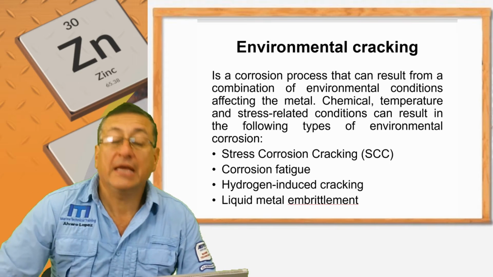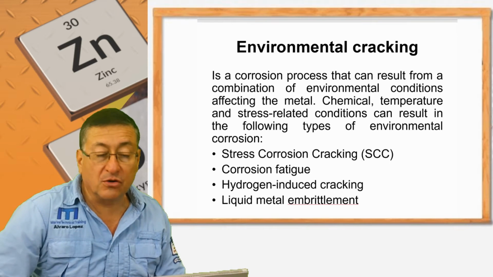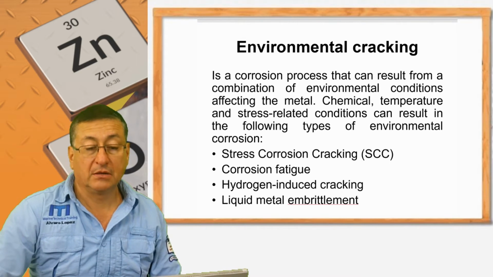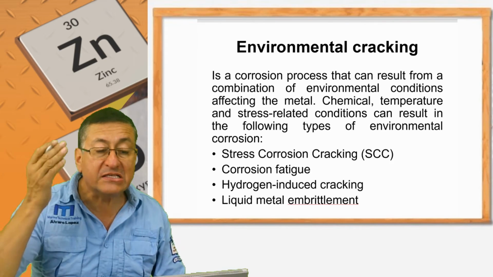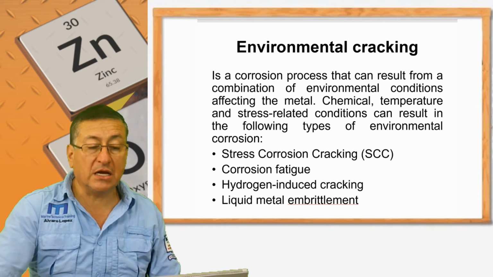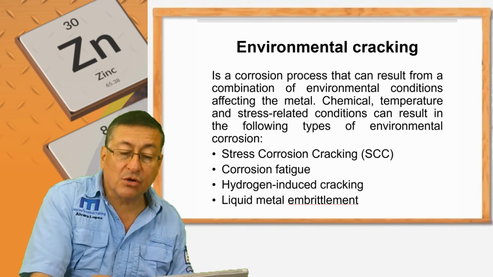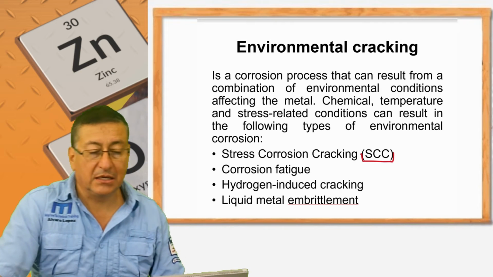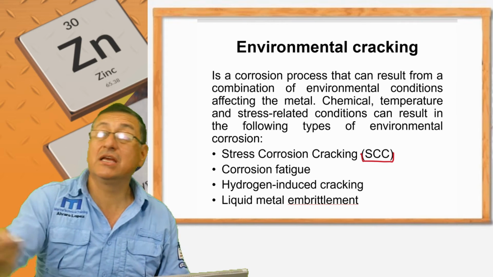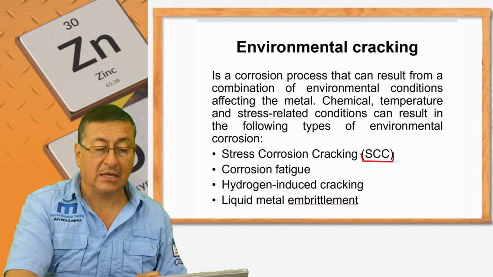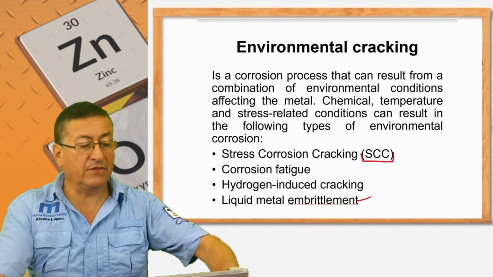Environmental cracking is a corrosion process that can result from a combination of environmental conditions affecting the metal. For example, chemical conditions, temperature conditions, and stress related conditions that produce those types of fractures. Stress corrosion cracking, SCC, corrosion fatigue, exactly the same like the people, hydrogen-induced cracking, and liquid metal embrittlement. We are going to check what is the meaning of that.